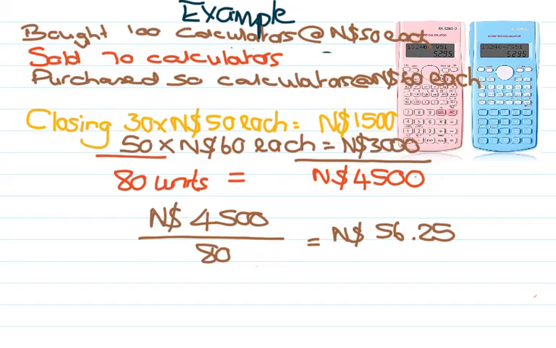Then I will get that the value for 1 unit is now 56.25. So now you will see that although you paid only $50 each for the first 100 calculators, the value is now 56. And this is what the advantage is for this method, because now your inventory or your current assets will show a bit more because you are now using 56 instead of 50.